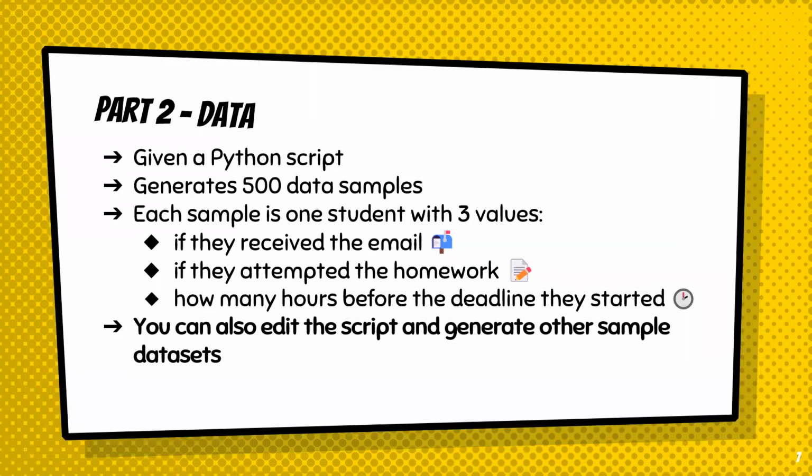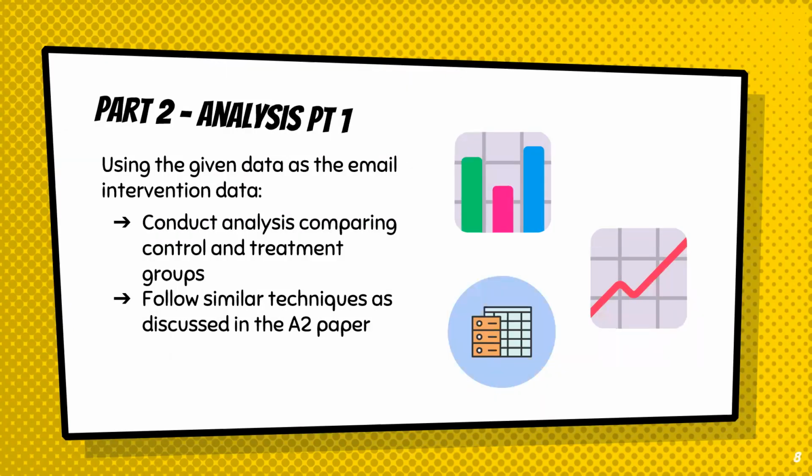Okay, so in part 2, you're going to move on to data analysis. First, you're given a Python script that you must run to generate 500 data samples. Each data sample represents one student and has 3 values: if the student received the email, if they attempted the homework, and how many hours before the deadline they started the homework. Just a little note here, you can also edit the script and generate other sample data sets.